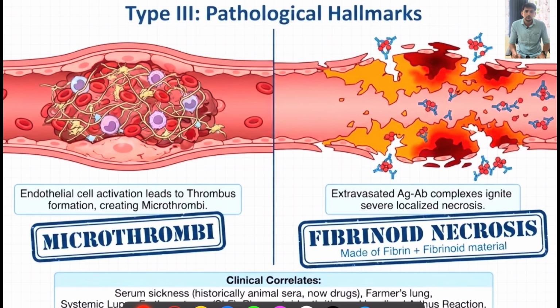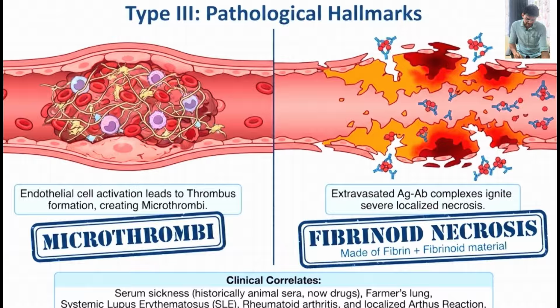Now, though they have decided to leave that particular road, not to fight there and to go to some different place, they will leave some of the clues on that particular road. That is, the endothelial cell activation to escape from the vasculature will lead to thrombus formation, creating microthrombi, which is one of the pathological hallmarks of type 3 hypersensitivity reaction. And after escaping from the vasculature into the interstitium, when they start fighting, there will be localized necrosis, and which will be very severe, leading to fibrinoid necrosis in the interstitium, which is again a hallmark of this type 3 hypersensitivity reaction. So some of the examples are serum sickness.